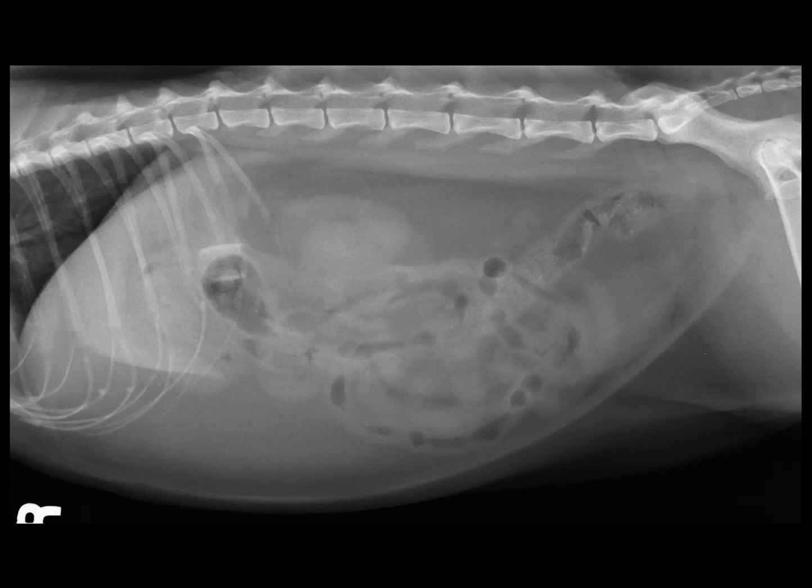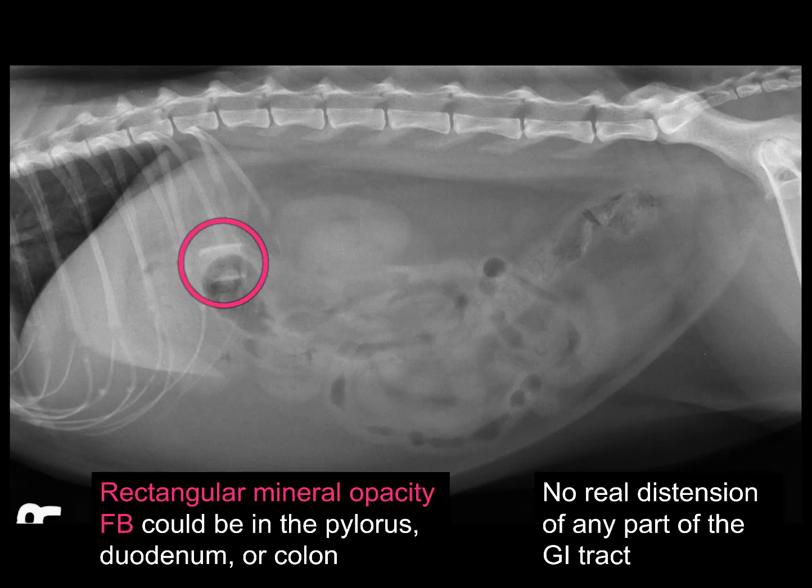This is an acutely vomiting cat, pretty fat cat. It's got pretty good serosal detail, which is nice. And right on, I see that there is some sort of kind of square-ish mineral opacity object. Exact location tough to tell on this view. Could be the pylorus, could be small intestine, could be large intestine. And the interesting thing is none of the GI tract is particularly distended.